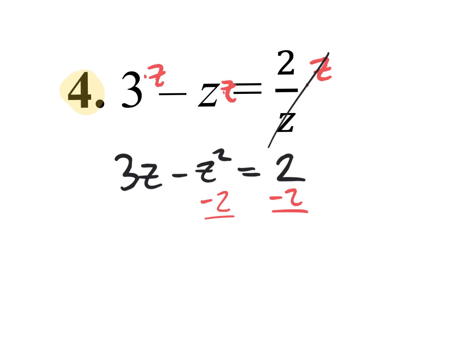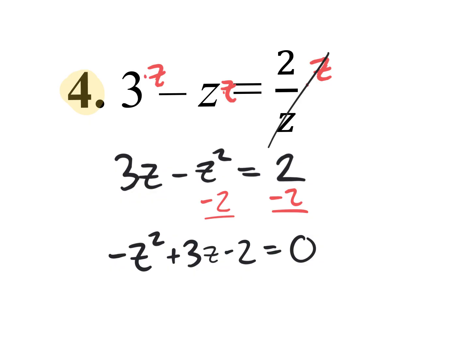And it's better to write it in order. I'm going to write the z squared first. So that's going to be a negative z squared first, and then the positive 3z, and then the minus 2, and then the equal sign, and then 0. Now, hopefully I can factor it.